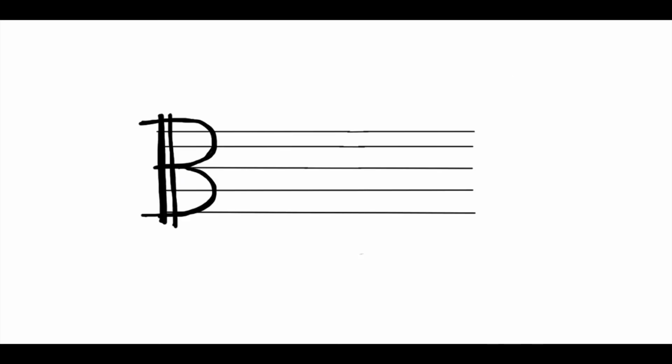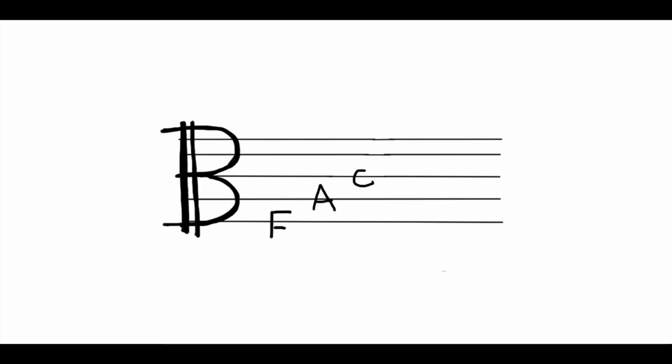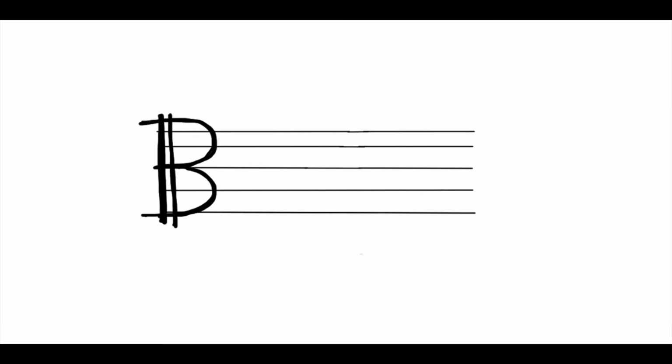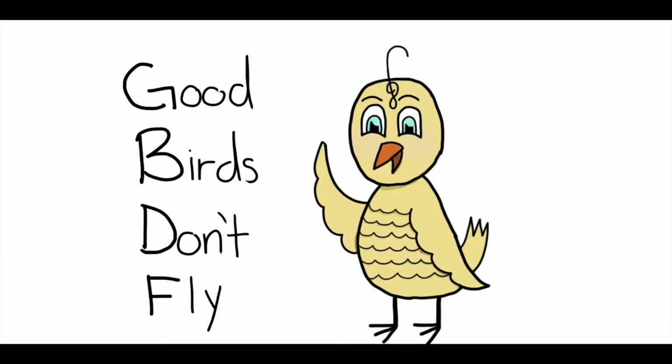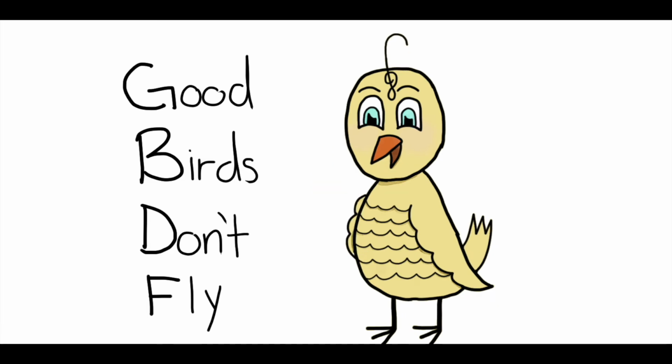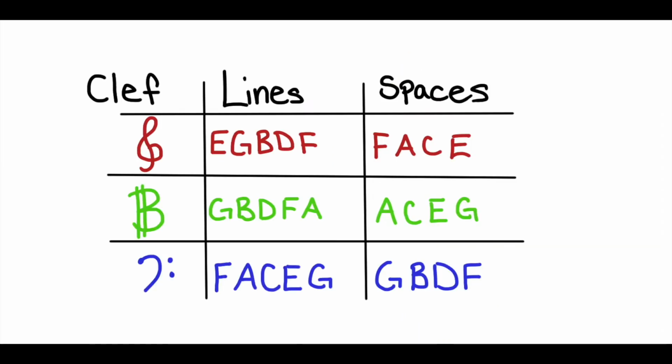The notes on the lines of this staff are F, A, C, E, and G, which I call face G. And for the spaces, it's G, B, D, and F, which is good birds don't fly. A lot of these acronyms are similar to the treble and bass staff acronyms, since the alto staff shares notes with both of them.